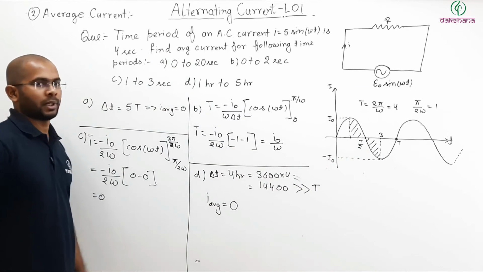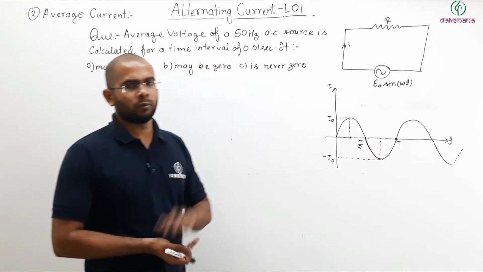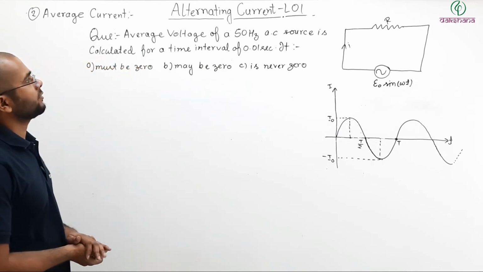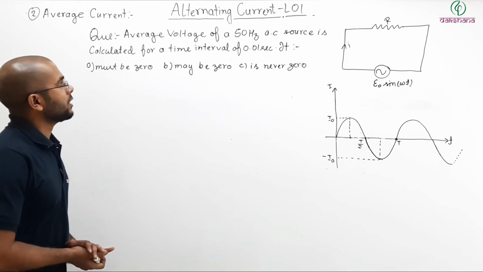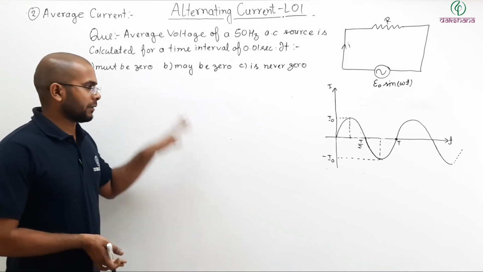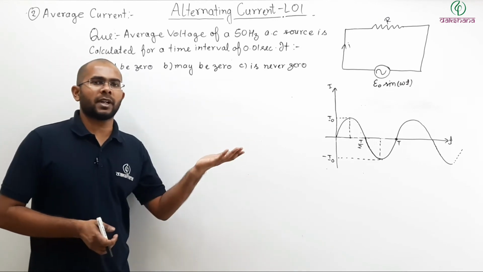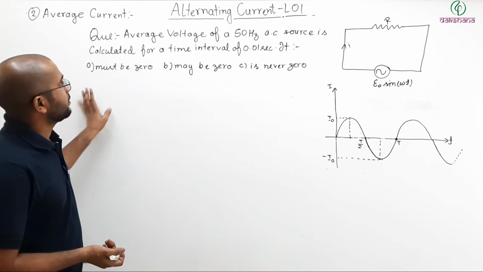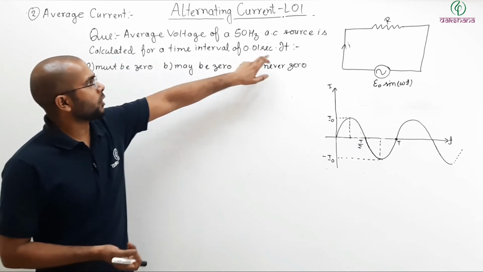Pause the video, note it down. Let us solve one more question based on average current, then we will move on to the RMS current. Now here the question is, average voltage of a 50 Hz AC source is calculated for a time interval of 0.01 second. Whatever formula and definition we have studied for average current, the same can be applied to average voltage. There are 3 options and you have to find the average for 0.01 second.